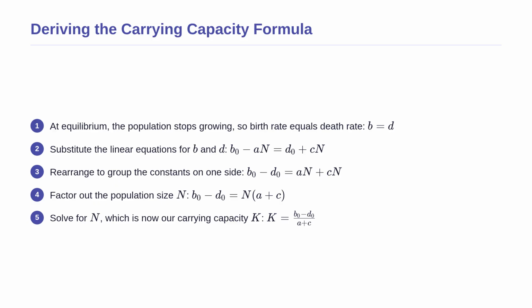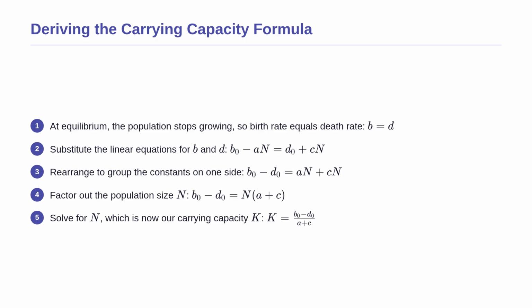Now that we have used this formula successfully, let us understand where it comes from. We are setting out to prove how the carrying capacity formula is derived from our basic birth and death rate equations. We start with the intuition that at equilibrium, the population is stable, meaning the birth rate exactly equals the death rate. We substitute our linear equations for B and D into this equality.